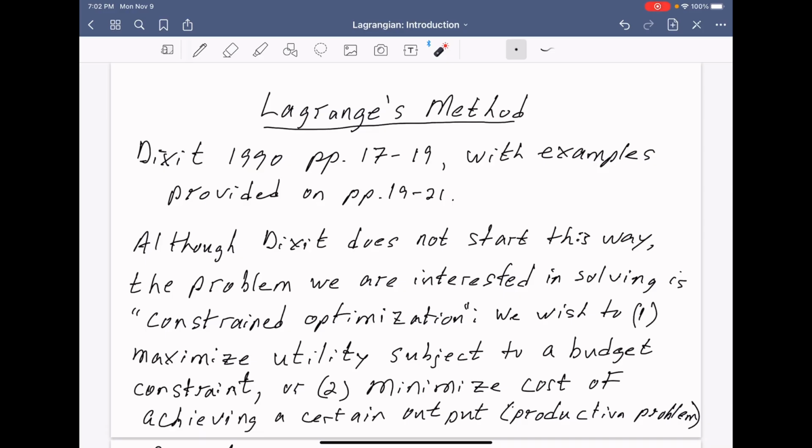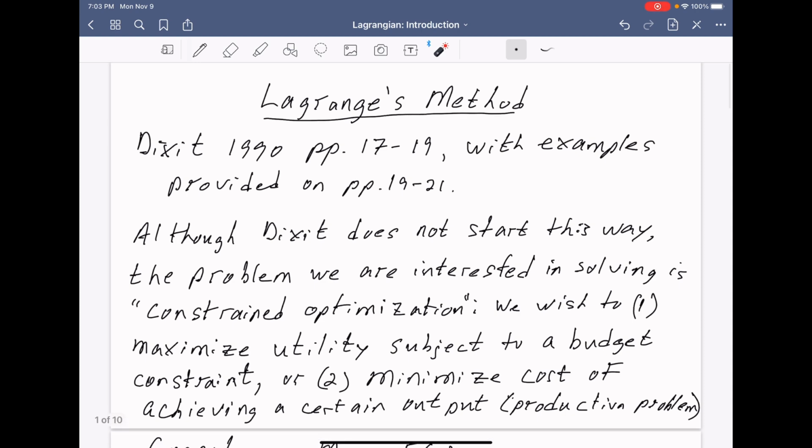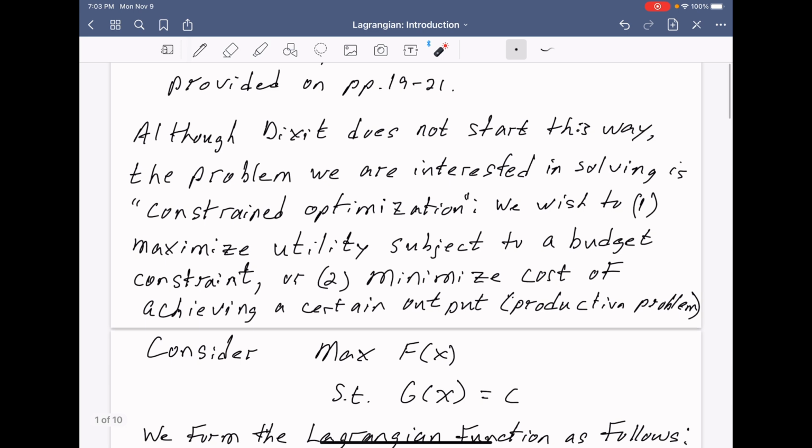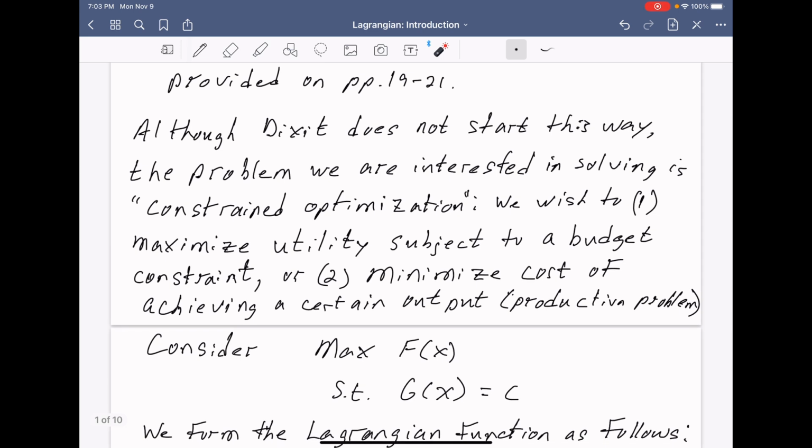Okay, in this video we're going to look at Lagrange's method based on chapter 2 of Dixit, pages 17 to 19, with an example provided on pages 19 to 20. Although Dixit doesn't start this way, the problem we're interested in solving is a constrained optimization problem.